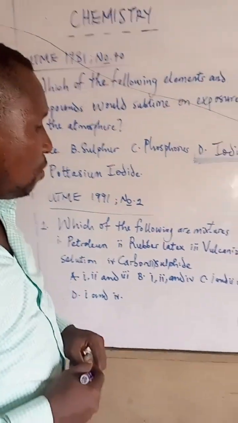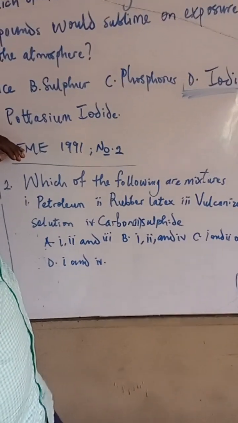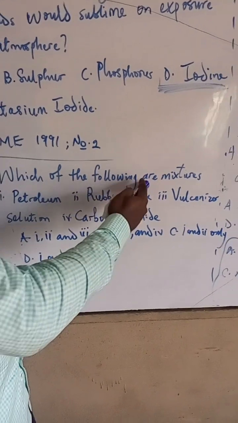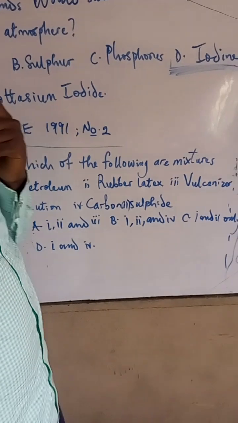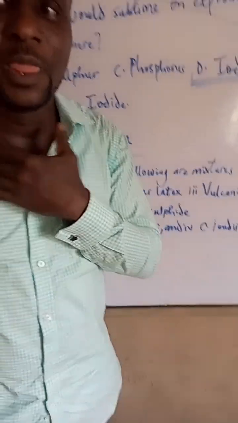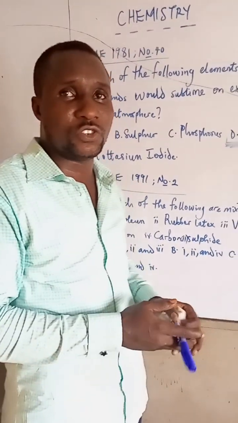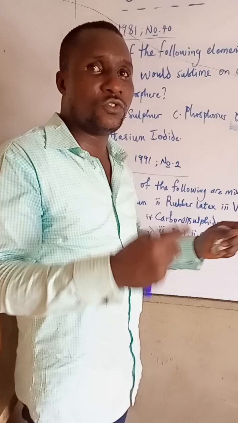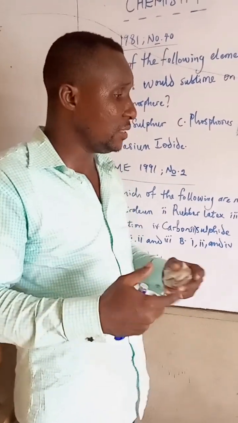Let us go to the second one. The second question is from JAM 1991, number 2. The question is, which of the following are mixture? And what is the meaning of mixture? Mixture is just the combination of two or more constituents which are not chemically held together. When you have two or more constituents which are not chemically held together, that is a mixture.